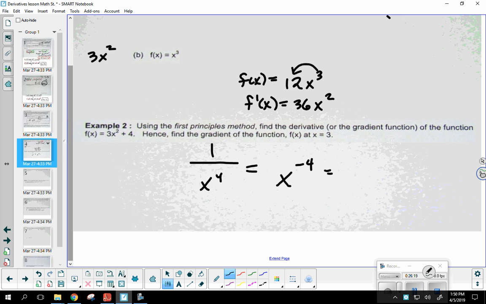So I can go ahead and pull that negative 4 to the front. We'll see there's a 1, so it's just going to look like the negative 4 takes its place. Negative 4, x to the negative 5. Remember, with the negatives, you're still losing 1. So I would say the derivative would be negative 4 over x to the 5th. Okay. Is everybody okay with that?